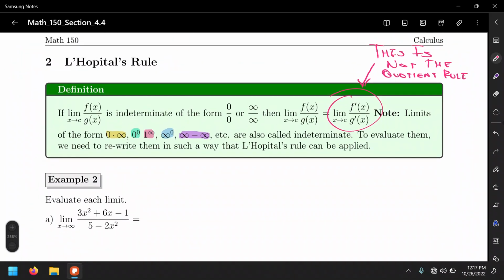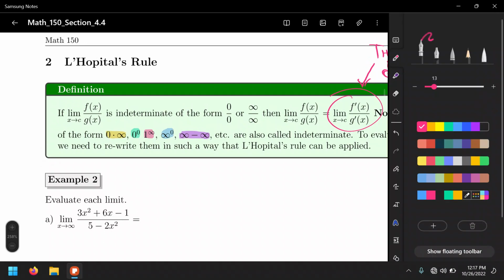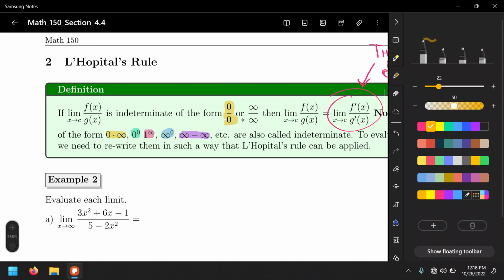So the indeterminate forms really are the ones I highlighted here, plus what else? I think I should also highlight this one, and that one. Alright? Those are the indeterminate forms.